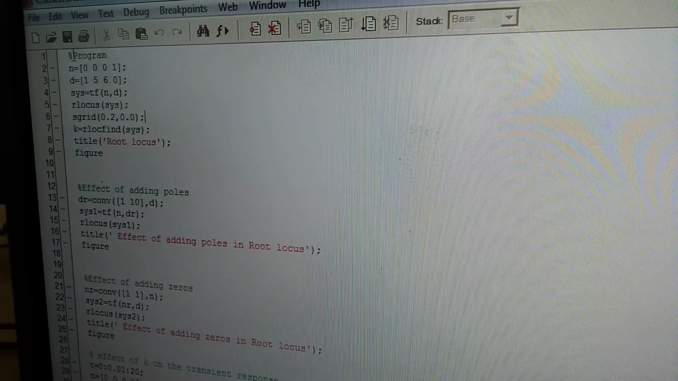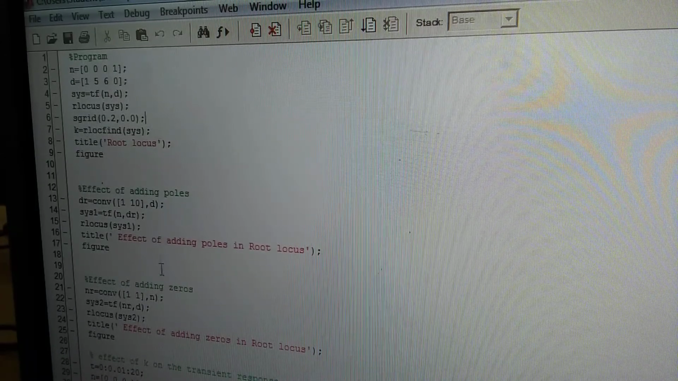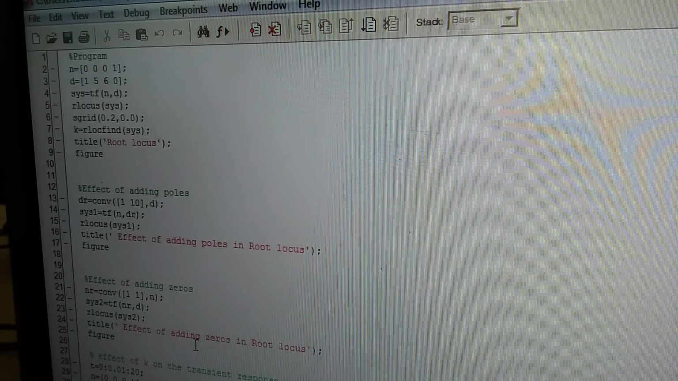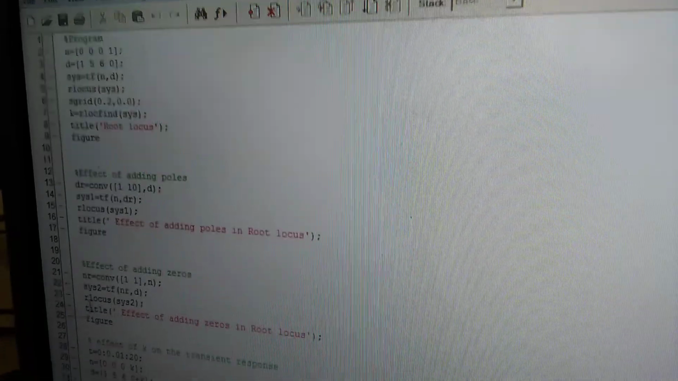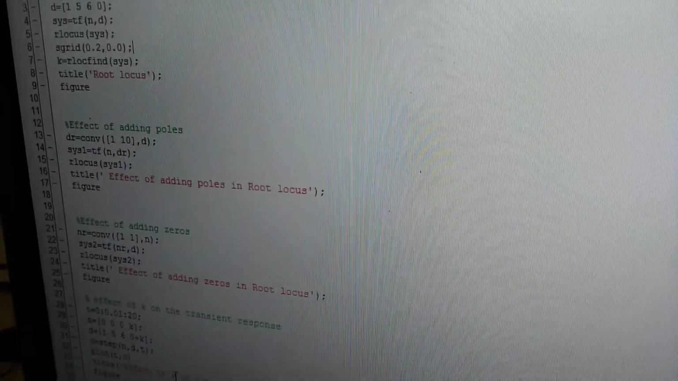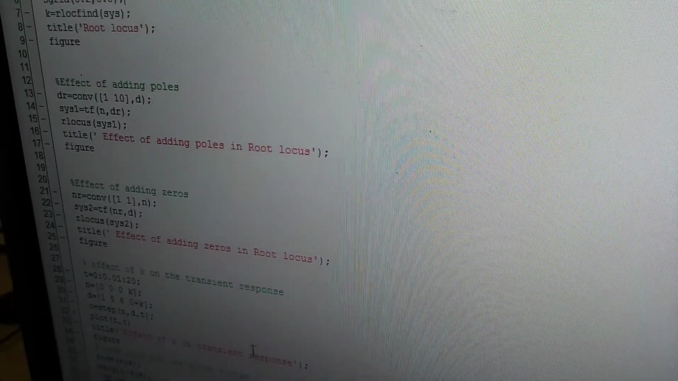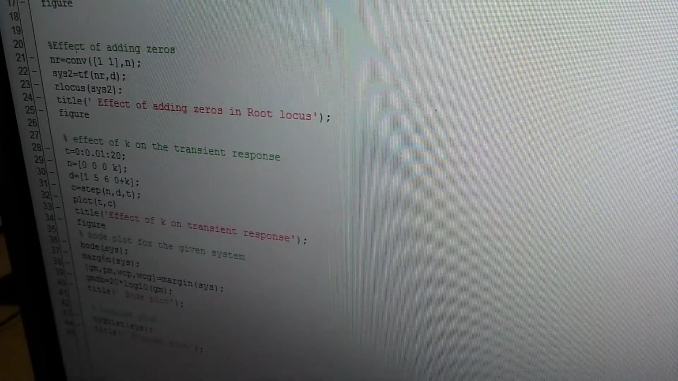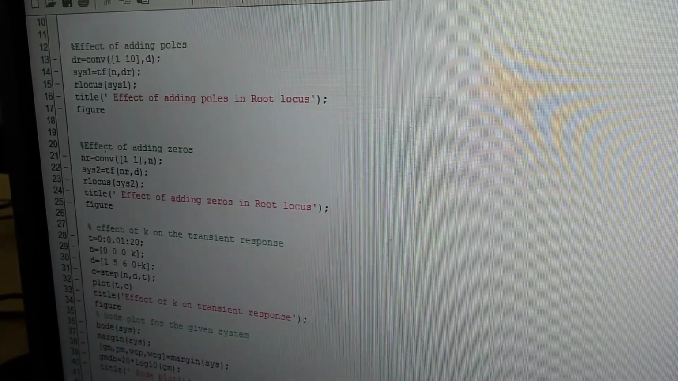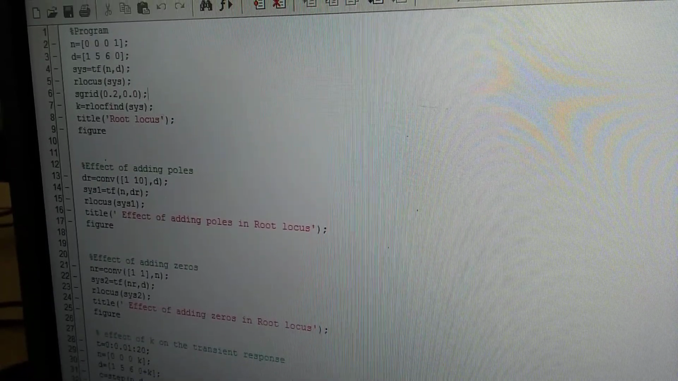For this we have to write the root locus and then the effect of the poles in the root locus. Then we can add a zero in the root locus, this is that part of the program. This is the effect of loop gain K on the transient response. The last one is the Bode plot and Nyquist plot. These are the logic of this program.